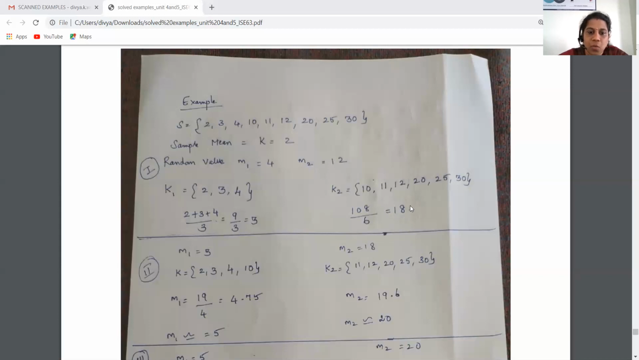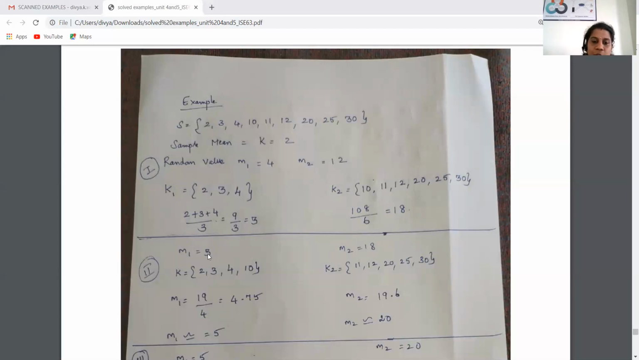Now, in the second step, we are getting a new mean. In the first step, we arbitrarily took one mean value for the first cluster, that is m1 equal to 4. Then we assigned a random cluster, and then again we calculated the actual mean value. So the actual mean value here is 3. In the second cluster, the actual mean value is 18.